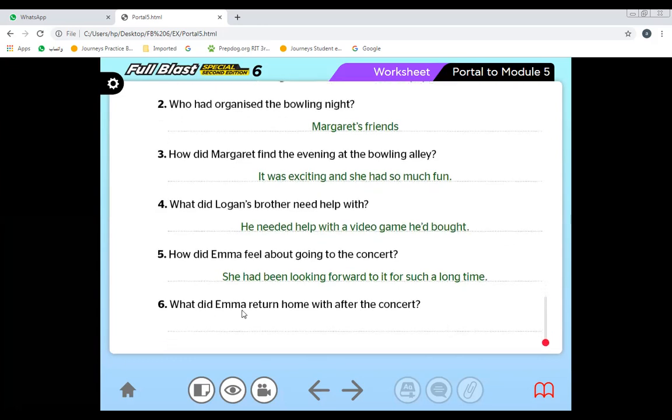What did Emma return home with after the concert? She returned with what? The autograph of the lead of the band. Autograph or the signature of the lead. She returned home with the lead singer's autograph. Well done, well done. How brilliant you are.